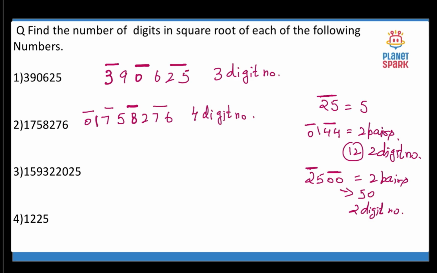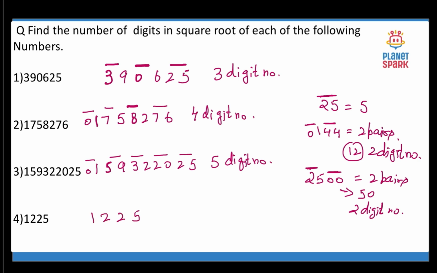Coming to the next number, 1593222025. Again, make pairs from the last. 25 is 1 pair, 20 is another pair, 32, 59. Again, 1 is left, so we'll just add a 0. So I'm having 5 pairs, so the square root is a 5-digit number. Next, 1225. Again, we have to find out the number of digits in the square root. So make the pairs. 25 is 1 pair, 12 is 1 pair. The square root would be a 2-digit number.